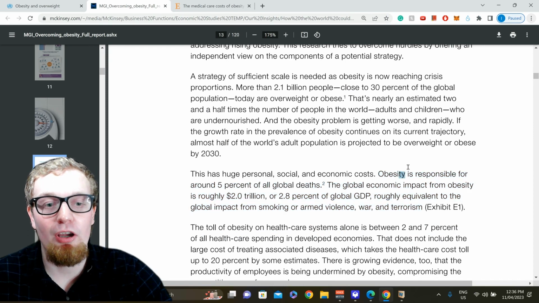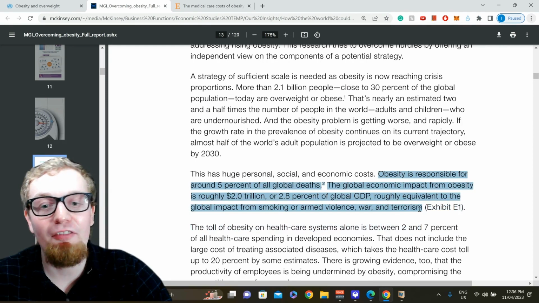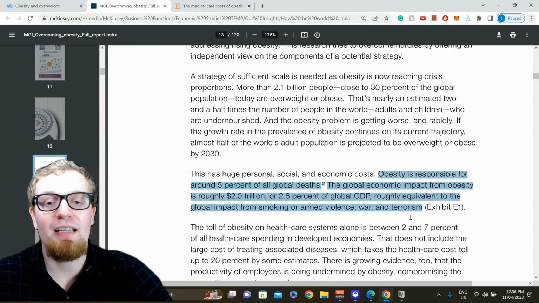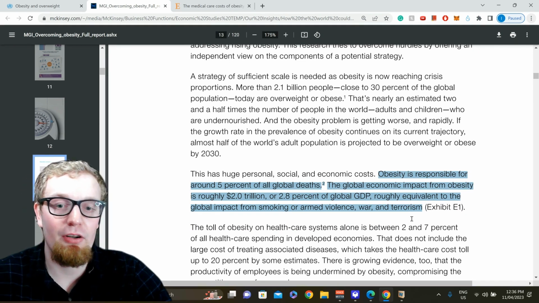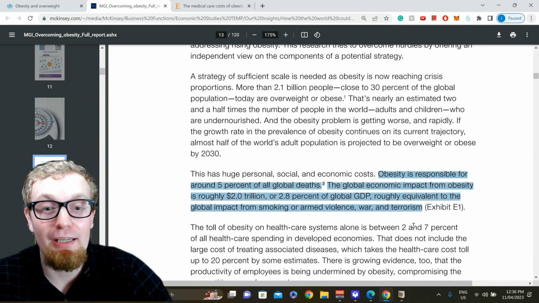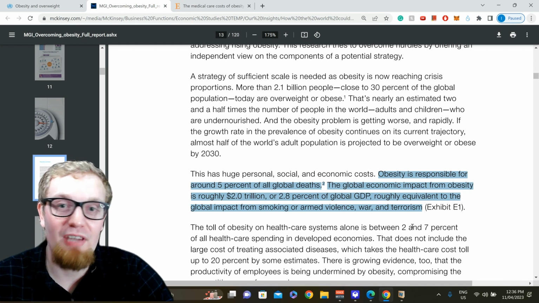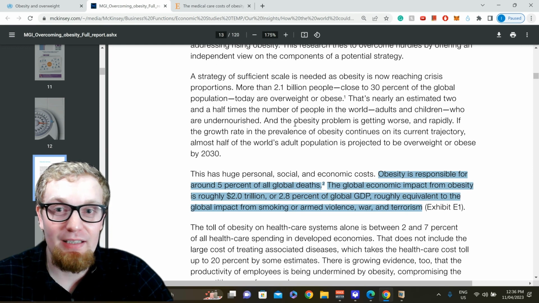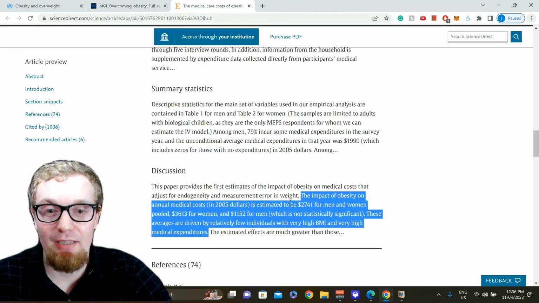Okay, we look over here. So obesity is responsible for around 5% of all global deaths. The global economic impact from obesity is roughly 2 trillion, as I said earlier, or 2.8% of the global GDP, roughly equivalent to the global impact from smoking or armed violence, war, and terrorism. Okay? If you're anti-war, you need to be anti-obesity, okay? Listen here, folks, I'm telling you.